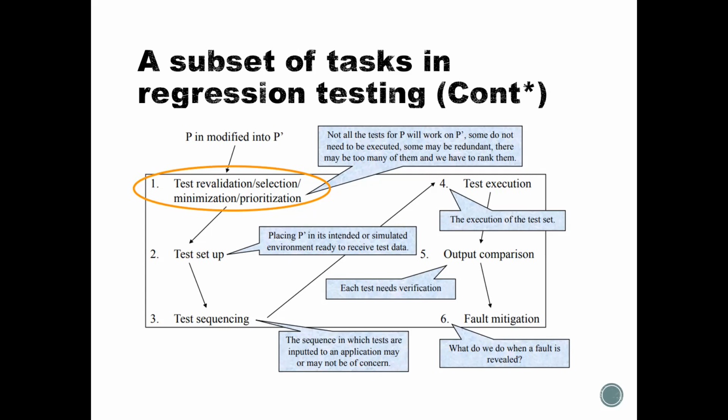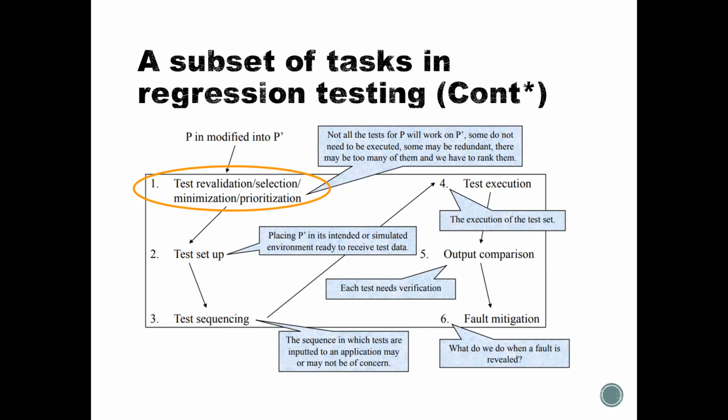It means if you don't have the environment to execute the software or the program, you can have a simulated environment where you can test this particular data. The third step is test sequence, which is the order in which you are going to evaluate your modified program P. So it's more about the sequence in which the tests are inputted into an application, which may or may not be a concern here.